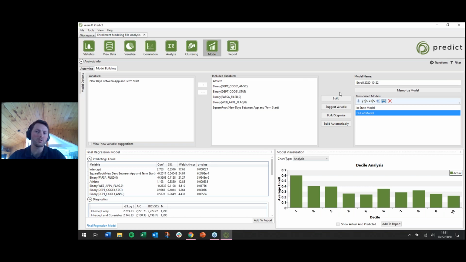So when you're building a model and you're trying to decide if this is good enough, if this is a model you want to move forward with, what do you go to? What do you use as a decision rule?